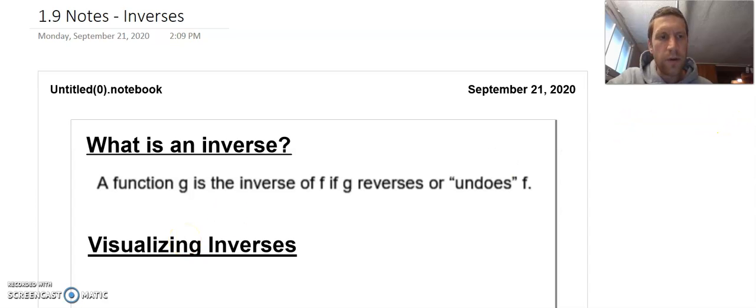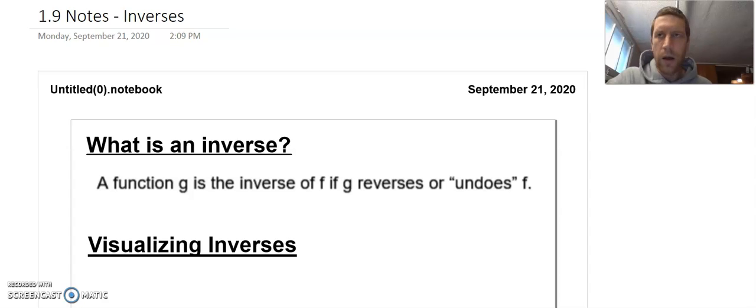You studied this in Math 3, but we'll recap and then go a little bit deeper into inverses. If you have two functions, one's g, one's f, we say that the function g is an inverse of f if g reverses f, or if it undoes f.